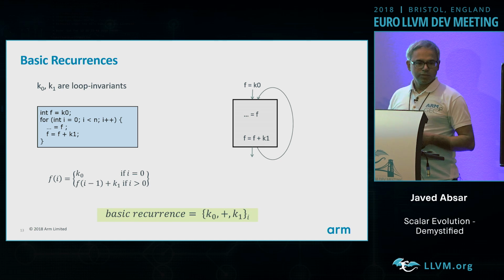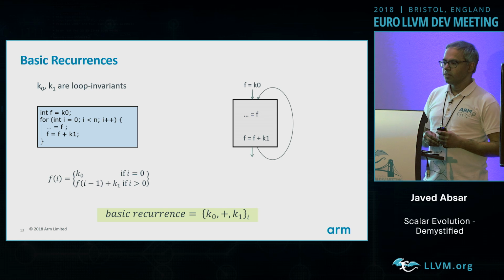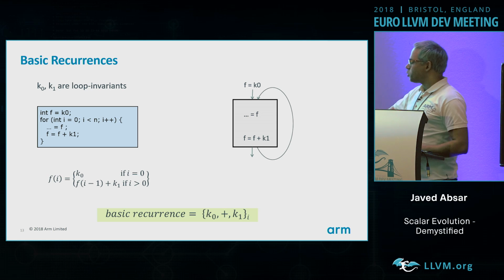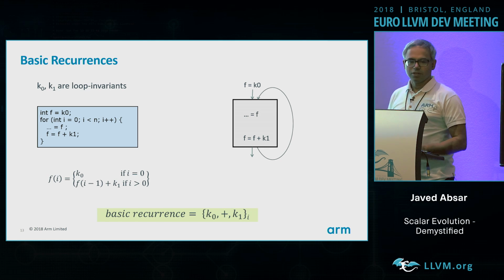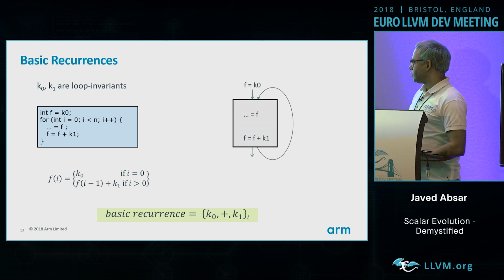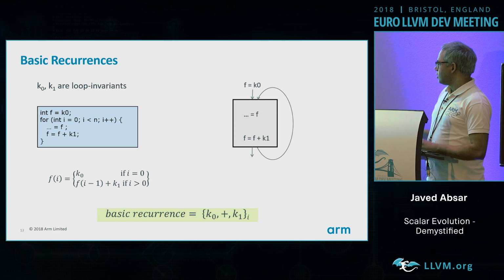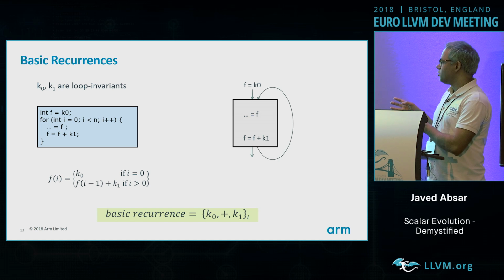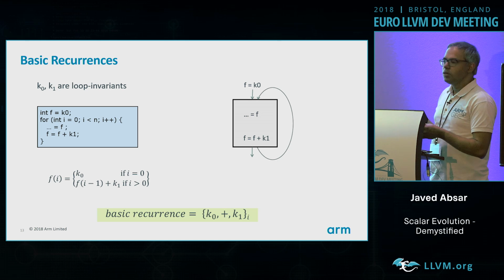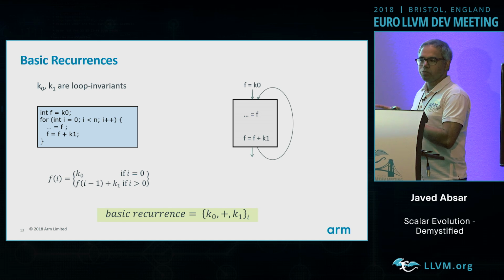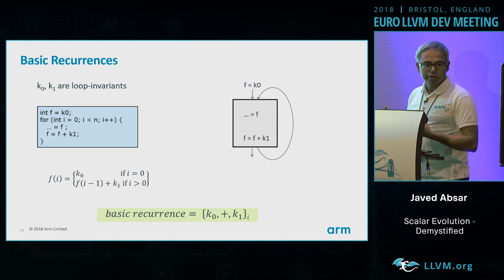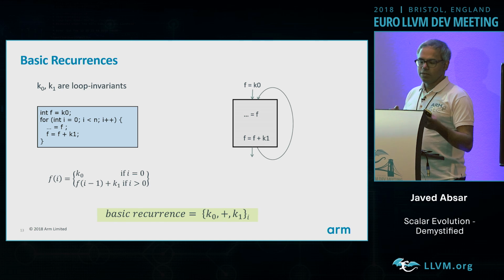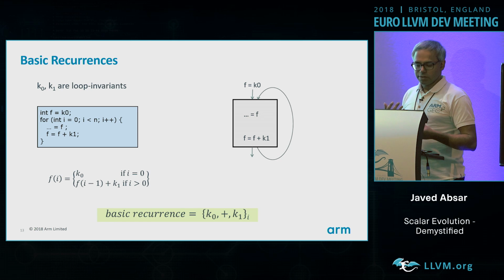And that leads us to the notation for basic recurrence. This is a good time to get familiar with this notation because SCEV uses a lot of it, and this is a basic recurrence. It starts with a brace, k0 is the start value, comma, plus the operator which modifies it, comma, and k1 is the step over i. So it starts with k0 and increments by k1 every time.